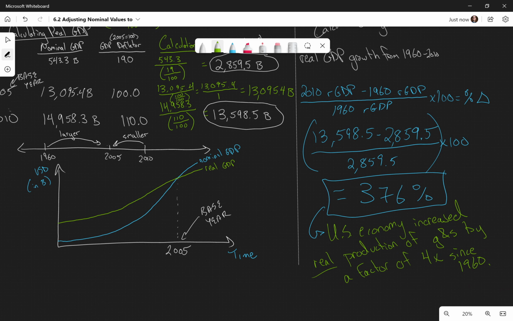Questions on calculating that growth rate? Just new minus old over old. Should be pretty simple. Don't forget to multiply by 100.